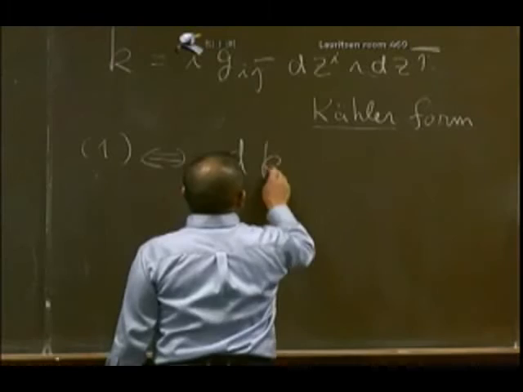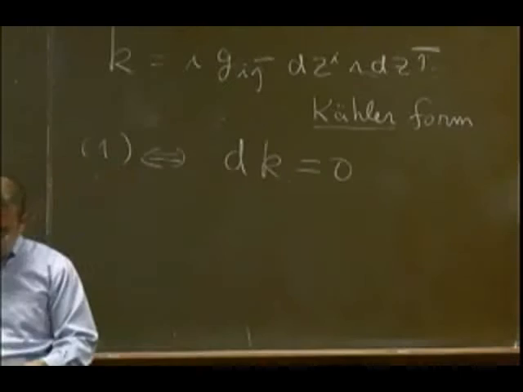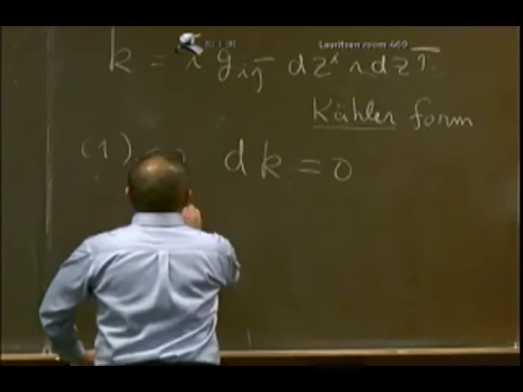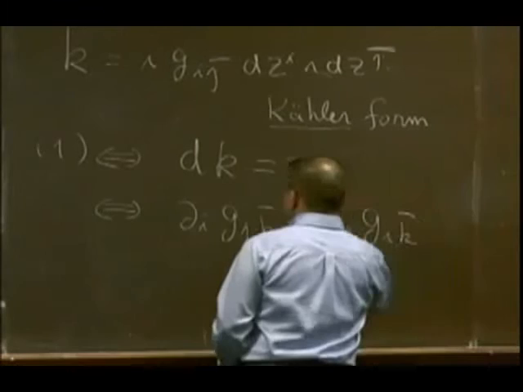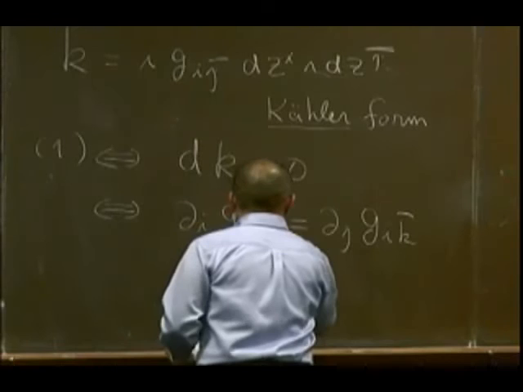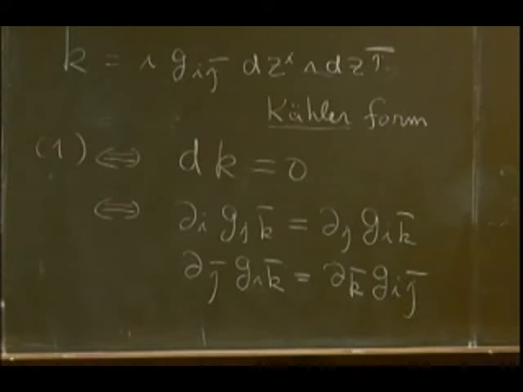Okay, so remember that we had this definition of the exterior derivative operator acting on the differential form, and dJ is equal to 0. In components, that is the same as the condition that ∂_i g_{j k̄} = ∂_j g_{i k̄}, and ∂_{j̄} g_{i k̄} = ∂_{k̄} g_{i j̄}. So this is a condition that you can derive from the first equation.